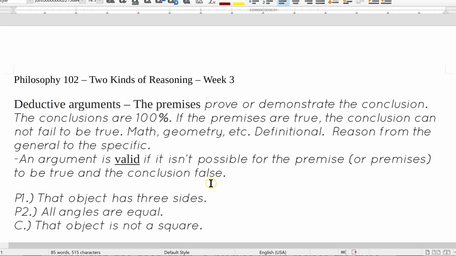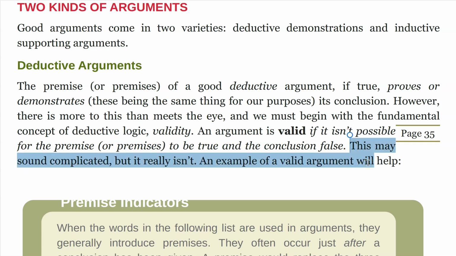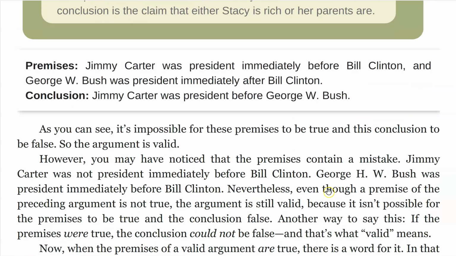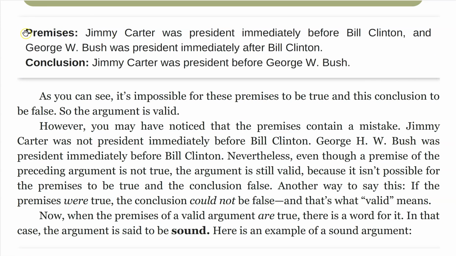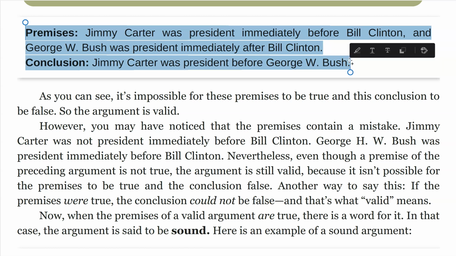Okay, let's get back to the textbook. I jumped ahead a little bit, incorporated the idea of validity before we were ready. Okay, so this may sound complicated, but it really isn't. An example of a valid argument is going to help. So let's just scroll down here and look at our argument. So we've got some premises. Jimmy Carter was president immediately before Bill Clinton, and George Bush was president immediately after Bill Clinton. Conclusion: Jimmy Carter was president before George Bush.